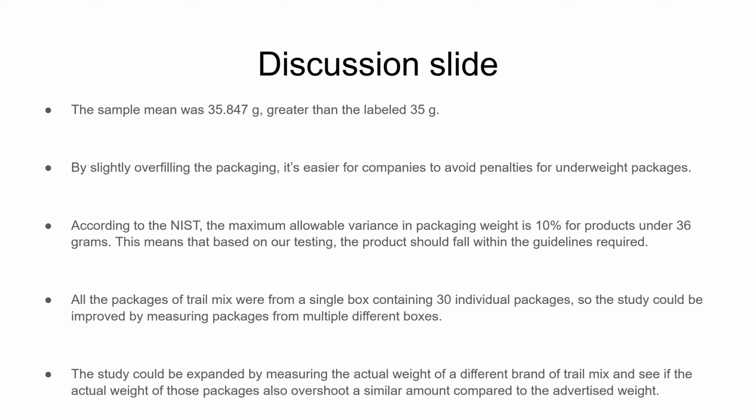Here we just go over some of the ways that it could be expanded upon. For example, if you took samples not from one specific box, but bought multiple packages of trail mix at multiple different stores, that's another way you could get a better random sample.